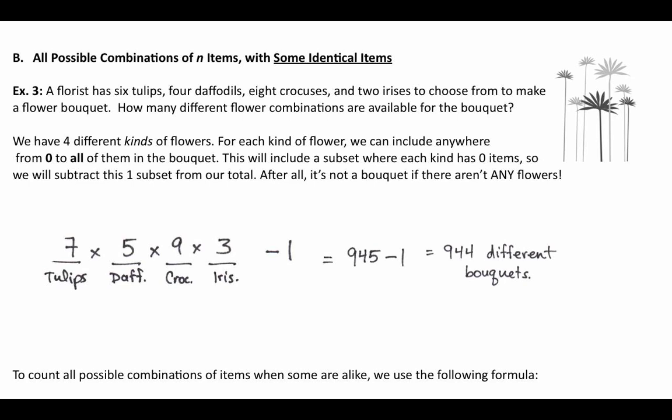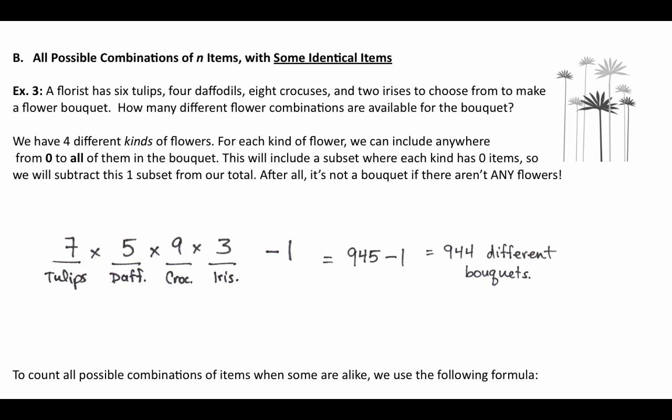So notice here, all we did was line them up in groups. And for each group, however many there are in it, we can take any of those, or we could take none. So we've added an option every time. 6 tulips, 7 options. 4 daffodils, 5 options. 8 crocuses, 9 options. 2 irises, 3 options.